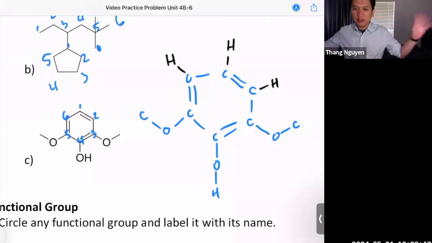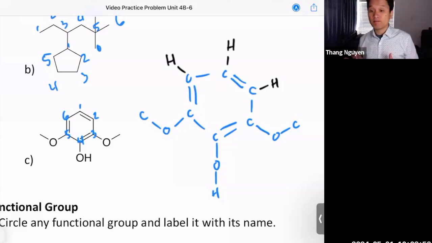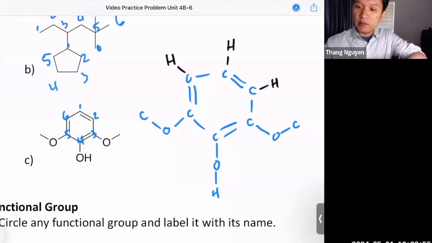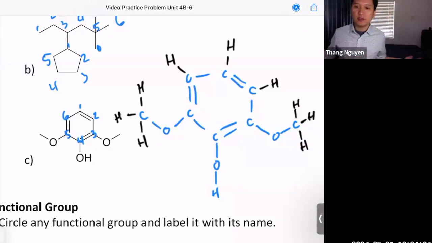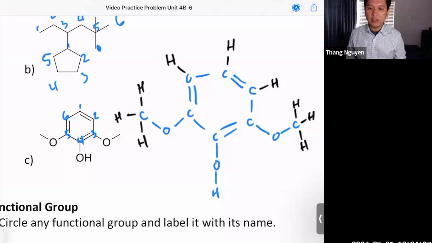Now let's go to the ones on the side here. On the right-hand side, the carbon that's connected to that oxygen, only one bond, so 3 more hydrogens. So same with this one. So there you have it, all of the hydrogens drawn in.